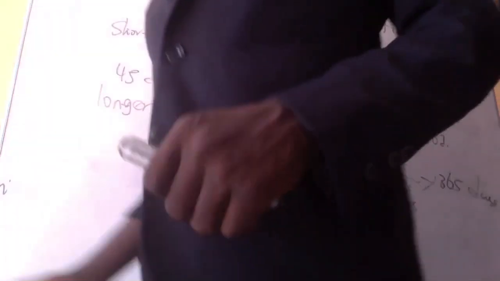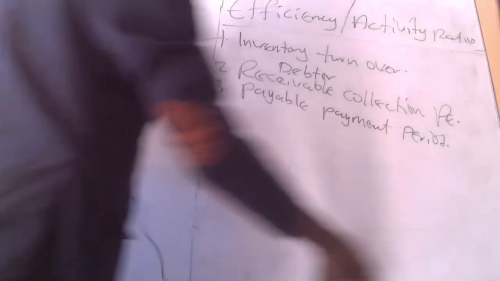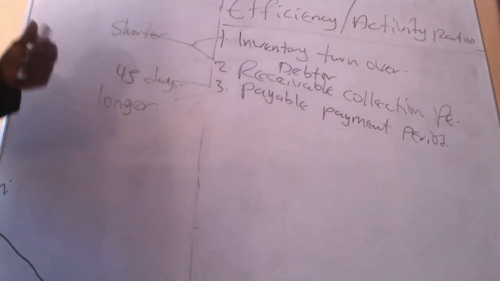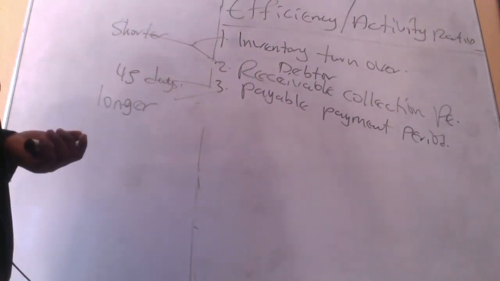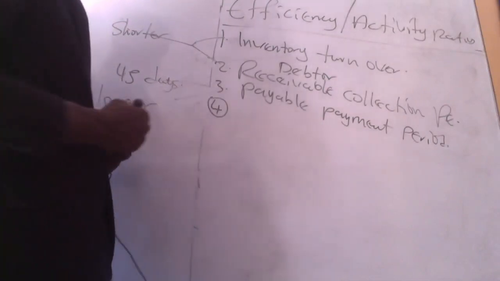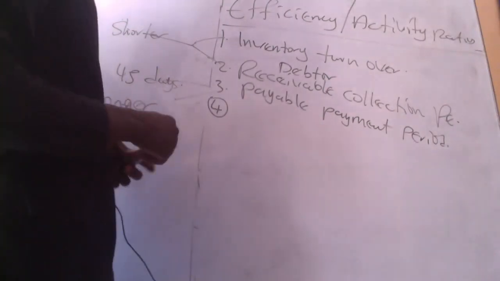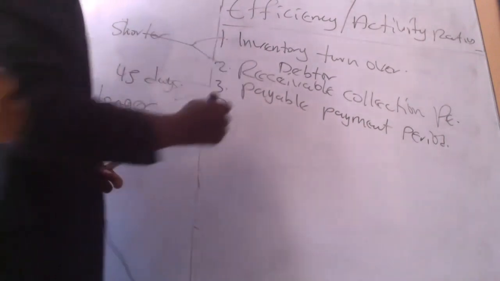Okay, so let's move on to the next important ratio under the efficiency. Now be with me. I'm still under the efficiency. The ratio number 4, that's the CCC. In fact, it has so many names. I'll write all of them for you.